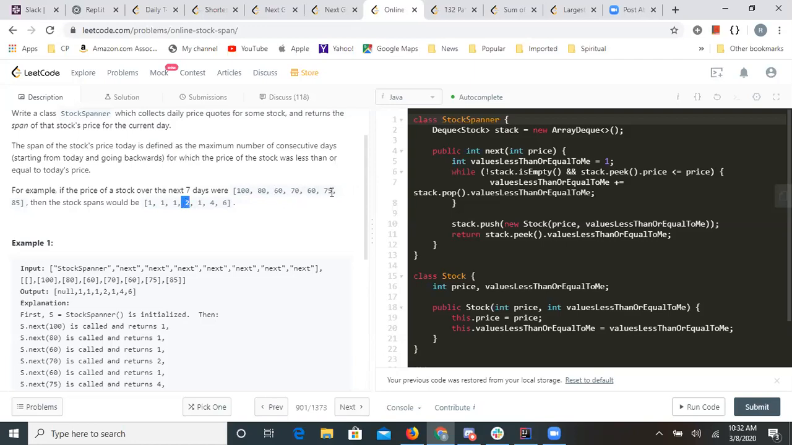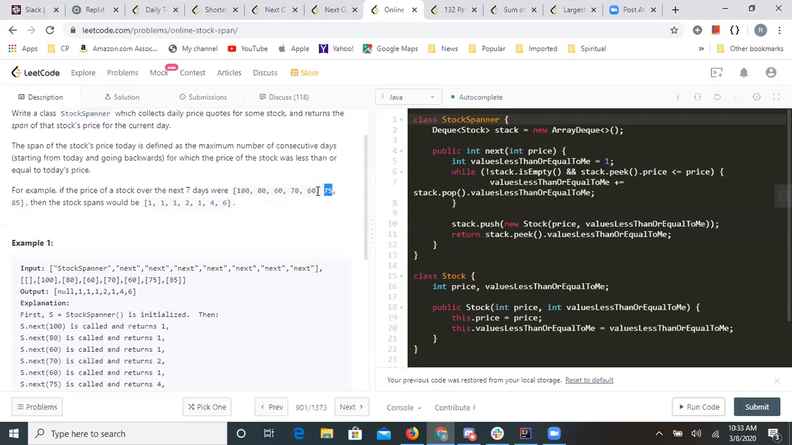For 60, again, there is nothing towards left which is smaller than 60. And it has to be consecutive, so you can't count this 60. You always have to look towards left, in a decreasing sequence.